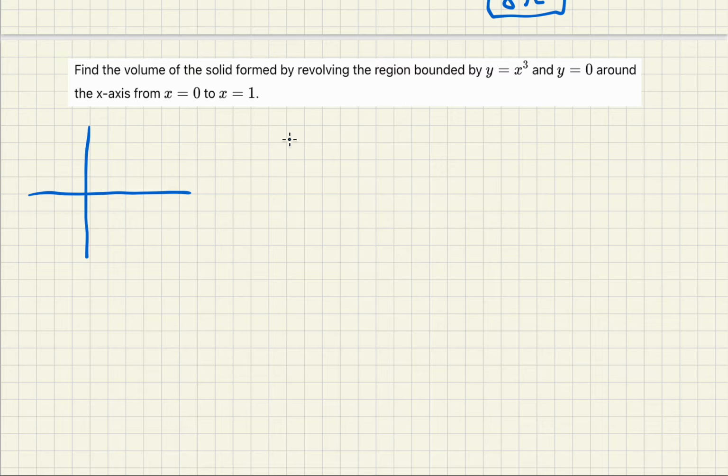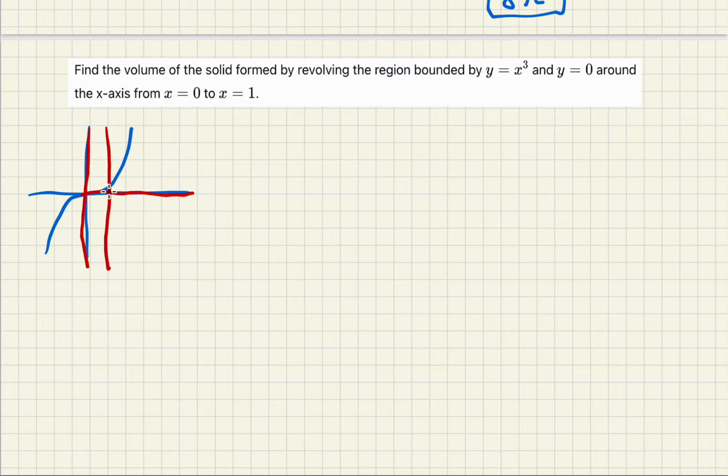So y equals x cubed. If you recognize x cubed, you might need to graph it using a graphing calculator, but it looks somewhat like this. And so that's the graph of x cubed, and it's bounded by x equals 0, which is this vertical line, x equals 1, which is this vertical line, and y equals 0, which is this horizontal line.